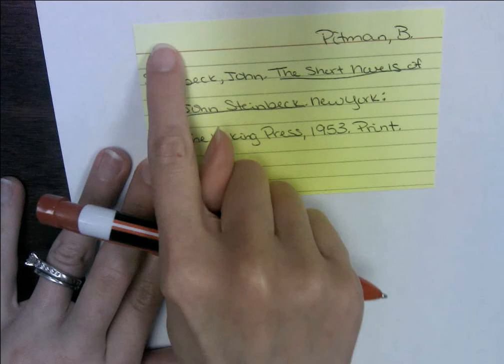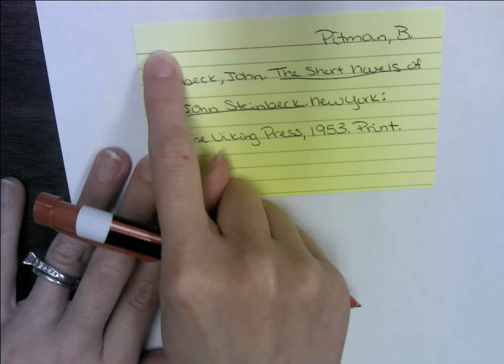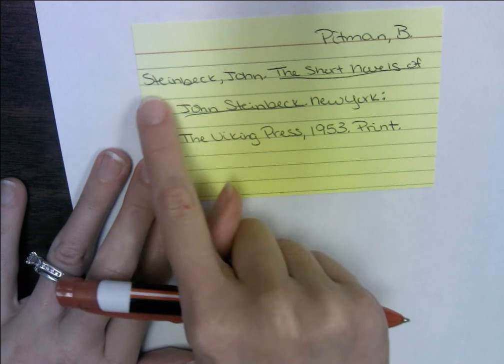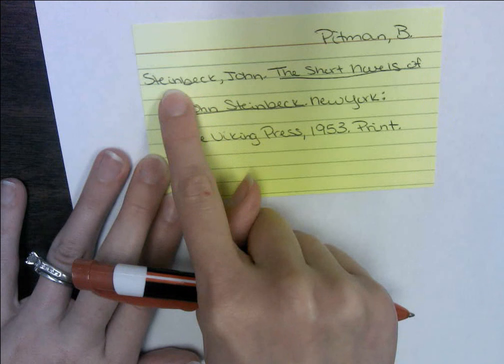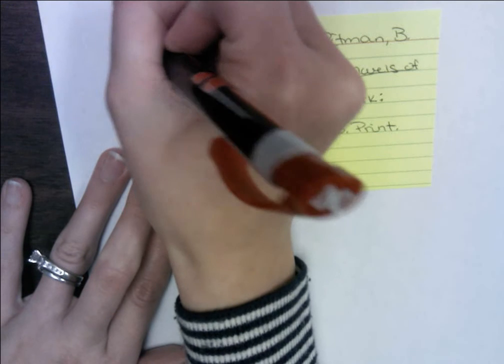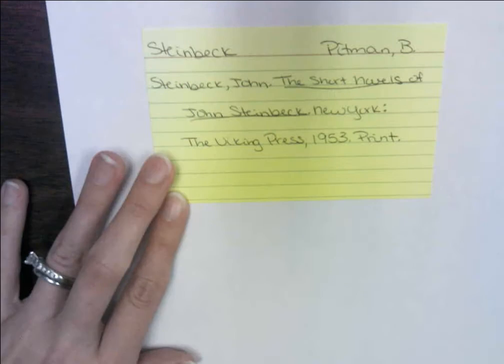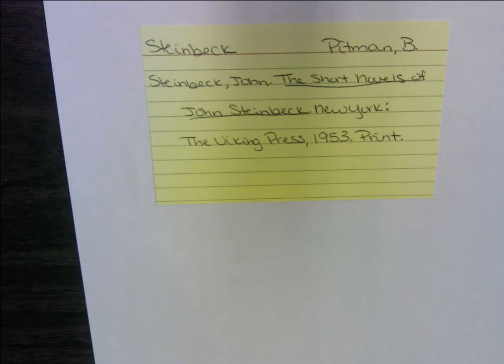Okay, and then up here in the upper left-hand corner, this is going to help us with organization later, so just humor me and do this. We put the last name of the source. So the author of this source is John Steinbeck. So I'm just going to up here go ahead and write Steinbeck. And there you have it. That's easy enough, how to make a source card for a book.